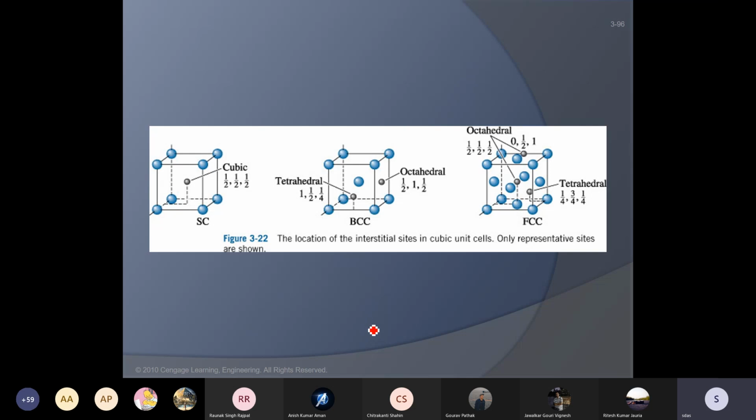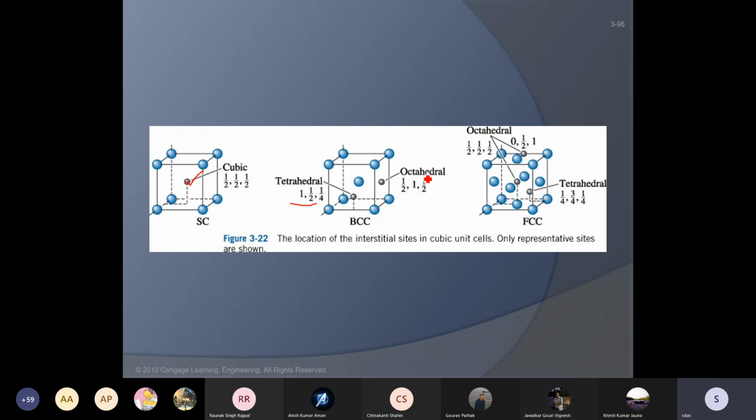This is from your Shackelford book. In a cubic system, simple cubic, the body-centered position is an interstitial site. In a body-centered cubic unit cell, there are two types of interstitial position. Octahedral, which is the center of each face. There are 6 faces. And tetrahedral sites, whose coordinates are given.